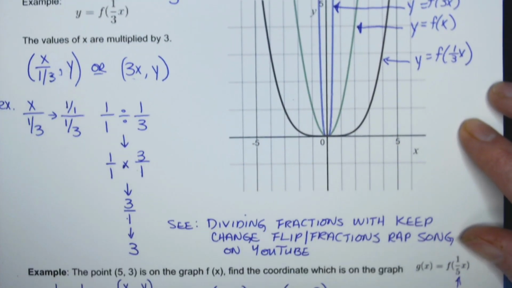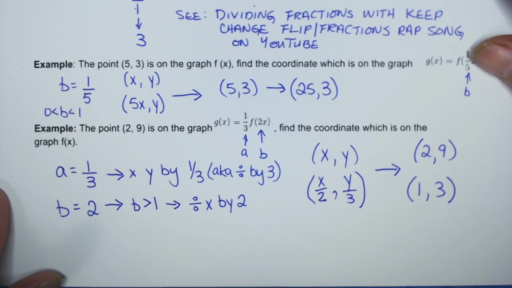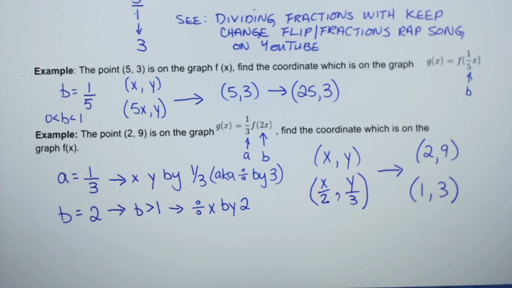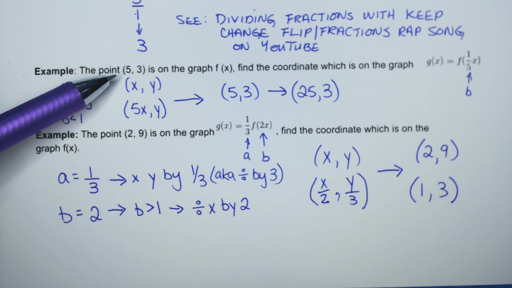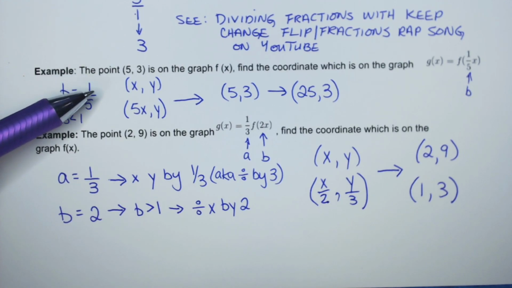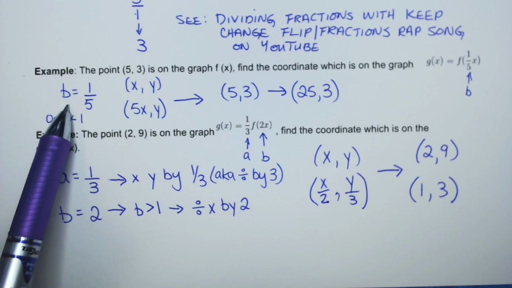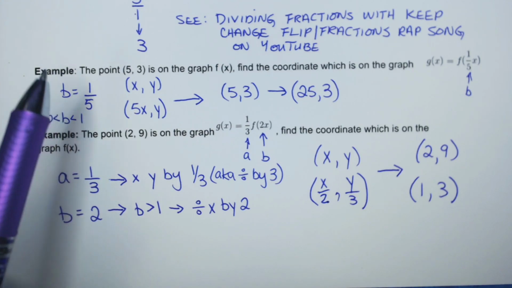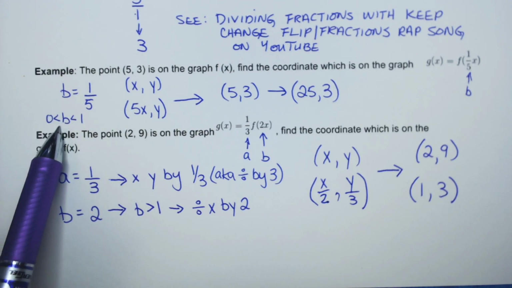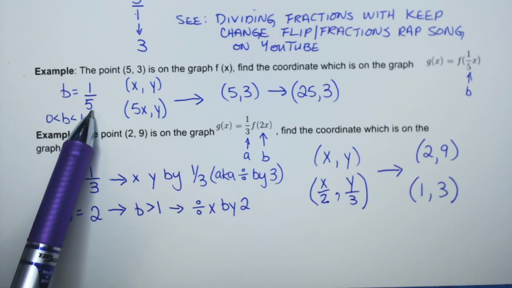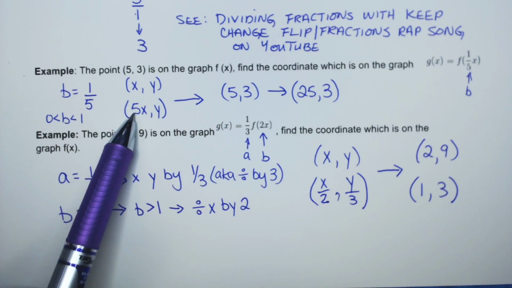Okay. Now, at the bottom of the page, we have a couple more examples. The first example is similar to the one on the first page, which is just looking at how b affects it. So the point (5, 3) is on the graph f of x. Find the coordinate which is on the graph g of x is equal to f of 1 over 5 x. Now, b is 1 over 5. Okay. Based on the rules you see further up on your page, 0 is less than b is less than 1. b is between 0 and 1. Therefore, whatever number's on the bottom here, we're going to multiply all the x's by that value.